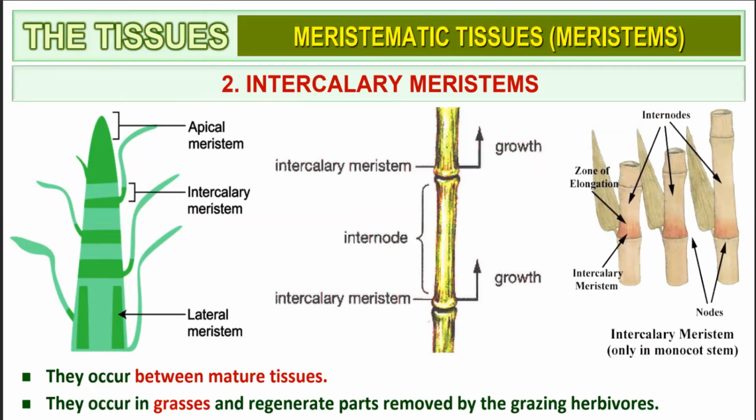Now, what is a herbivore? An animal which eats grass or vegetables. So, if this part is eaten, will this plant stop growing? No. Here there is intercalary meristem which will help to grow this side. You will get a stem this side, and then it will keep on growing. Mostly in grass, you will see this. So write intercalary and location only.